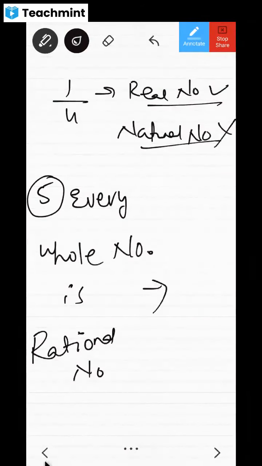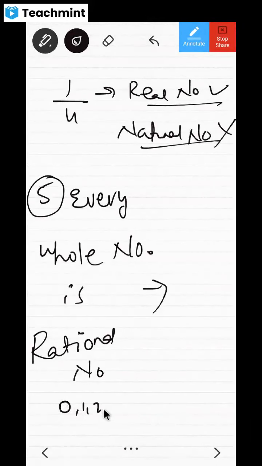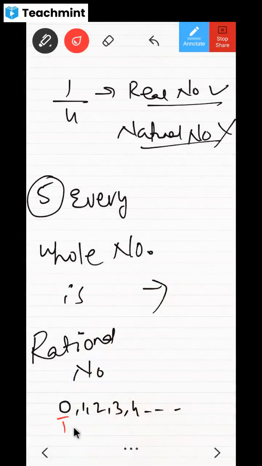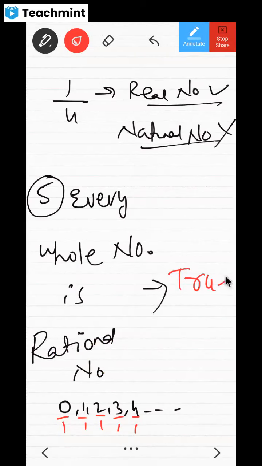See, what are the examples of whole numbers? Whole numbers like 0, 1, 2, 3, 4. Don't you think these are rational numbers? All these numbers are 0 by 1, 1 by 1, 2 by 1, 3 by 1, 4 by 1. All these become rational numbers or not? Yes, sir. So that's why it becomes true.